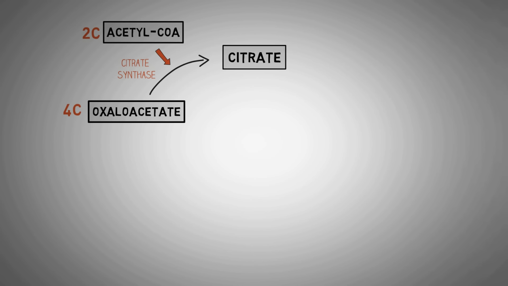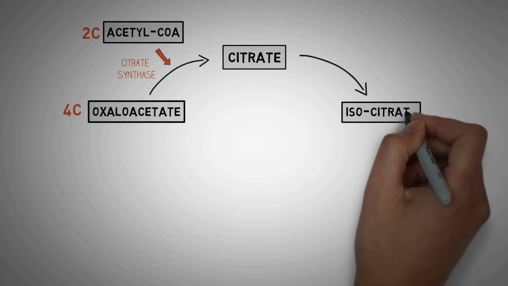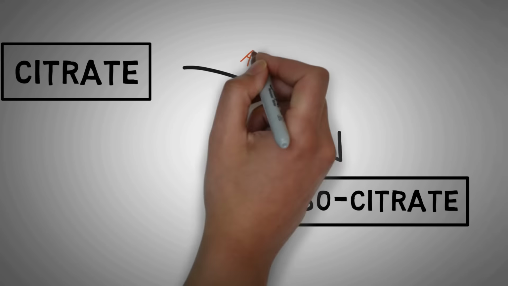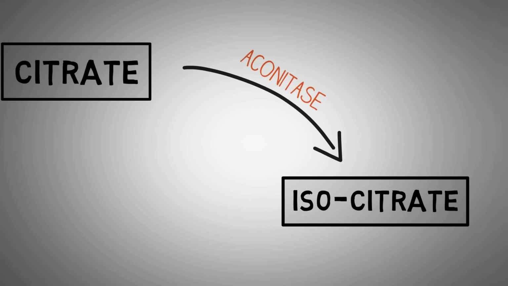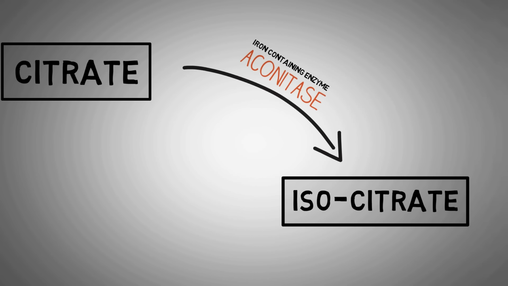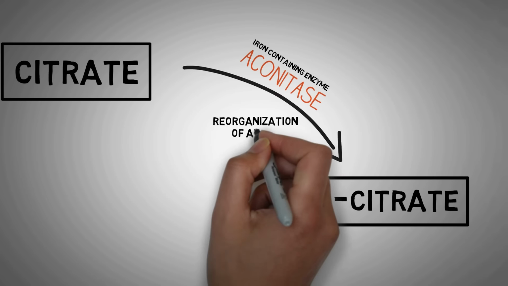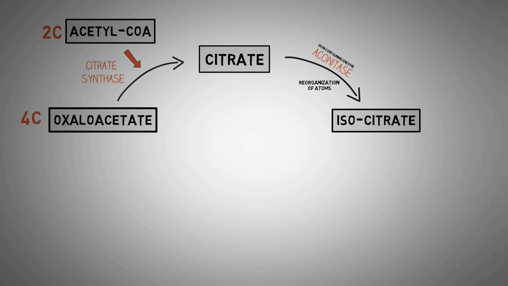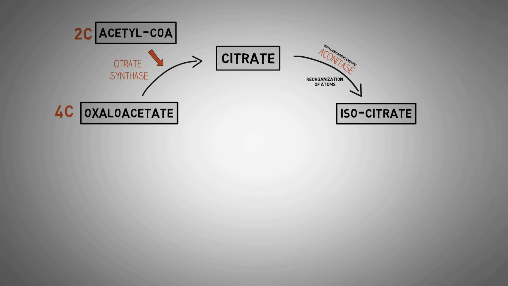In the next 2 reactions, the citrate is converted into its isomer, which is known as isocitrate. Both these reactions, which I have shown with just 1 arrow, are catalyzed by the enzyme aconitase. Now this is an iron-containing enzyme which reorganizes the atoms of citrate to form an isomer, isocitrate. Now you may ask, what was the need to convert citrate into isocitrate? Why can't the citrate just move forward with the pathway?